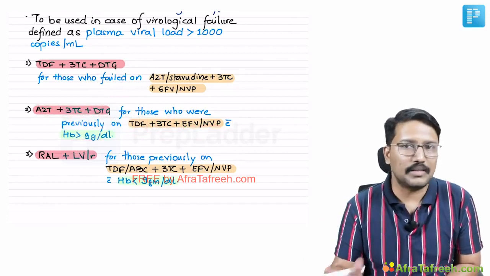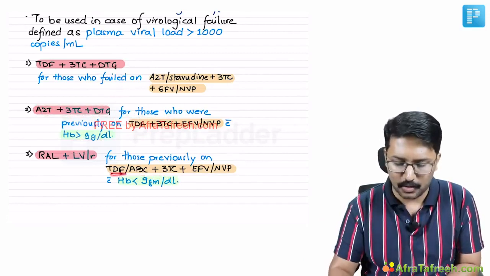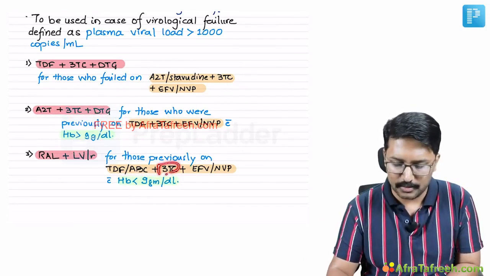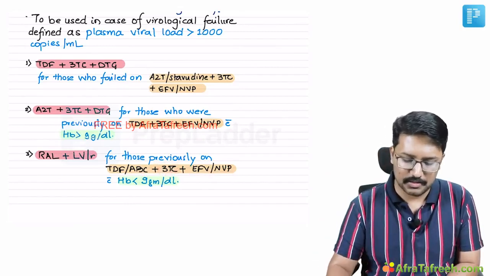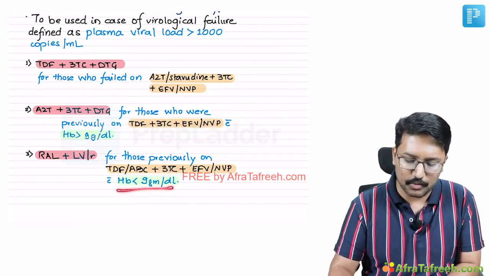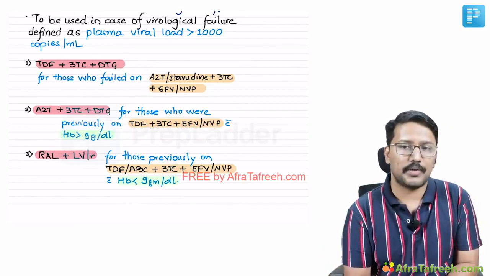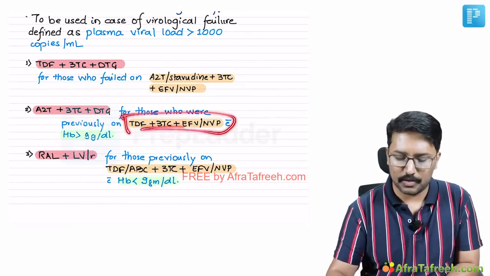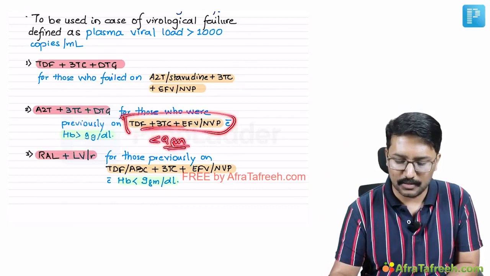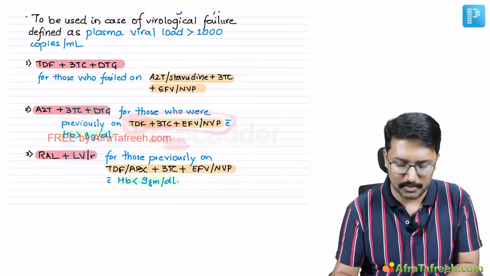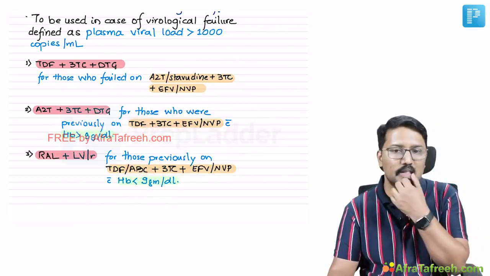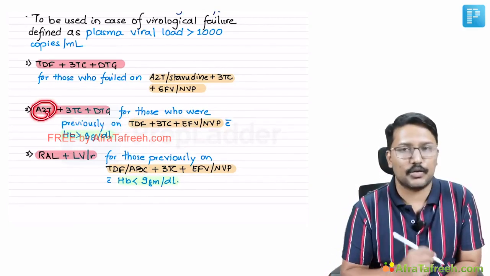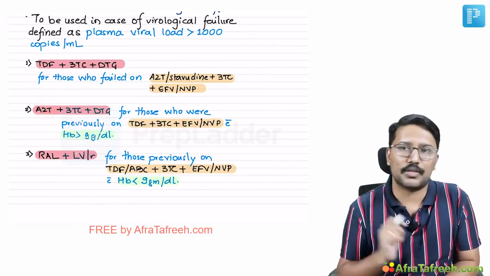If the patient was on a very similar regimen, right, either tenofovir or abacavir plus lamivudine plus efavirenz or nevirapine, right, and such patients present with virological failure and hemoglobin is less than 9 grams per deciliter. Like the same regimen, if the hemoglobin is less than 9 grams per deciliter, or instead of TDF, the regimen had abacavir and again the hemoglobin is less than 9 grams per deciliter. So in such cases, we cannot go to azithromycin, right, because it is associated with anemia risk.